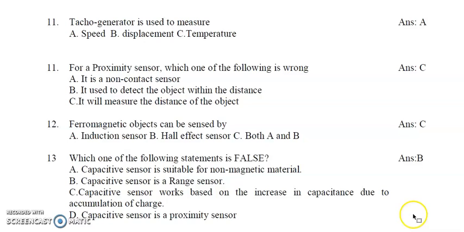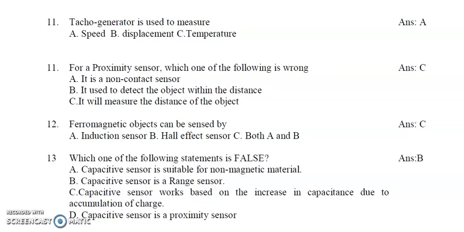So capacitive sensors. The capacitive sensor is a proximity sensor, so answer D is a right statement. Capacitive sensor works based on the increase in capacitance due to accumulation of charge. That is also a right statement. Capacitive sensor is suitable for non-magnetic material. That is also a right statement.